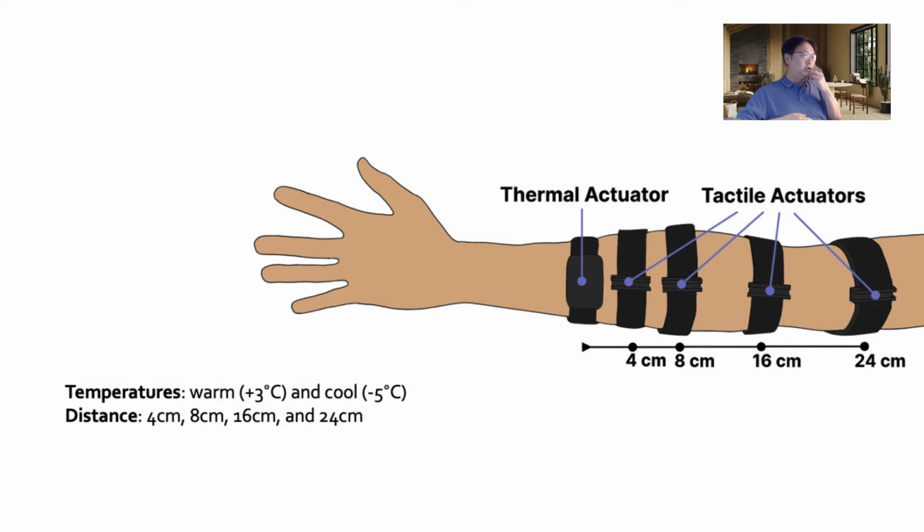So we used one thermal actuator and 4 tactile actuators to be placed in different locations apart from the thermal actuator. We chose 4 centimeter, 8 centimeter, 16 centimeter, and 24 centimeter apart from the thermal actuator. And for the temperature condition, we chose warm and cold temperature levels.